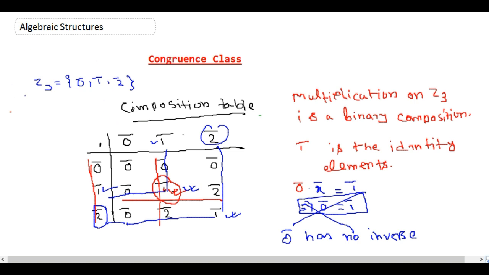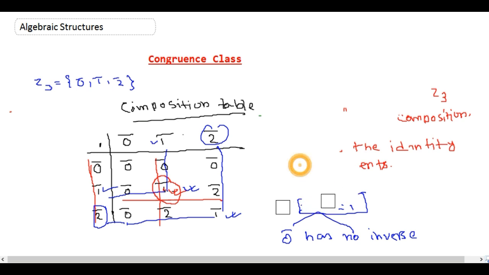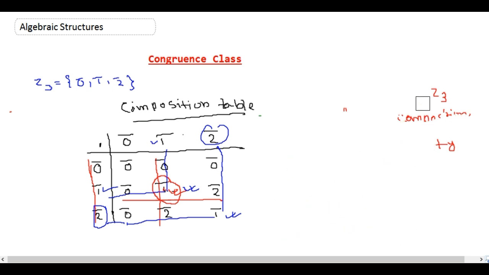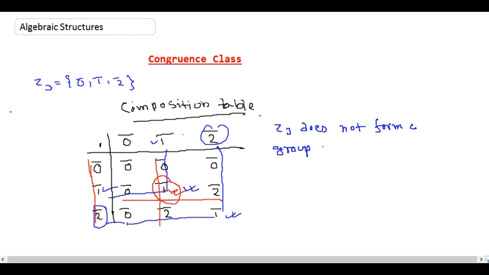So let me erase this part and write it down. Remember, this is very important for your exam. Under multiplication, Z3 does not form a group, sorry for my handwriting. Which multiplication? The one we defined in our table. Under this multiplication, Z3 does not form a group.